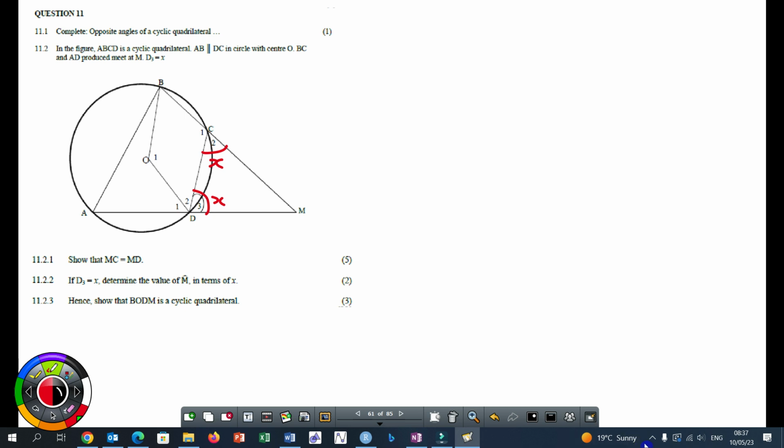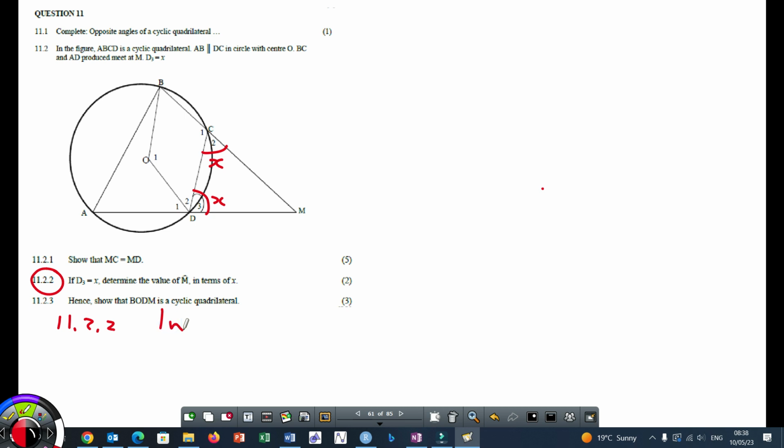All right. Okay, so let's carry on. Now, who can tell me how to calculate M based on that? M will be 180 minus 2x. So it's going to be easy now to do 11.2.2. So if you're answering 11.2.2, if you are in my class, first thing you identify the triangle that you are going to use in order to determine the value of M.